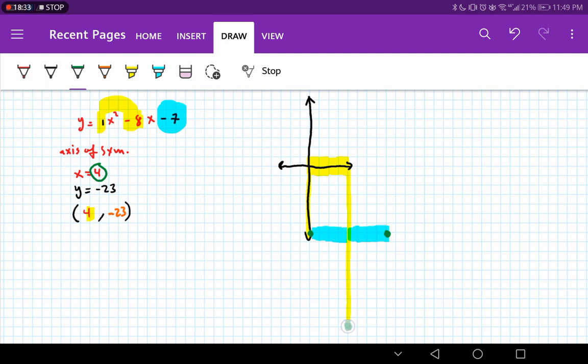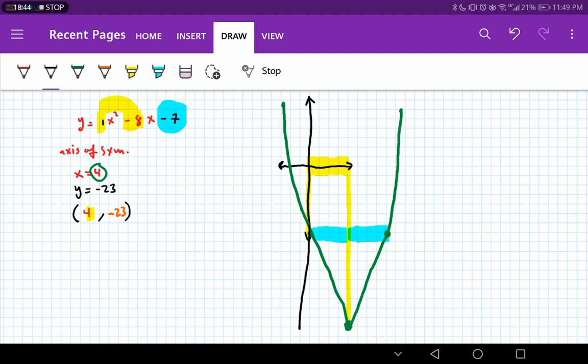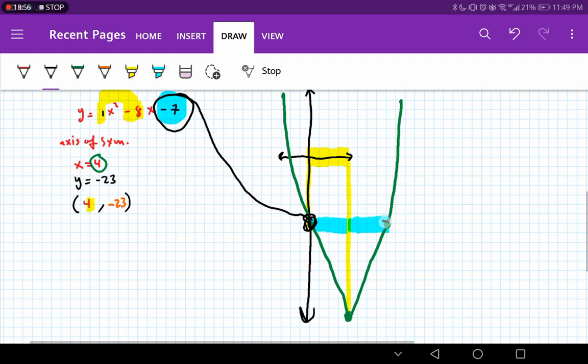So this is the graph. Are you happy with that? I hope so. So remember, this is the y-intercept, which I bring from here, the negative 7, and this is the reflected point, which I bring from here. Okay, what else? And this I bring from here.